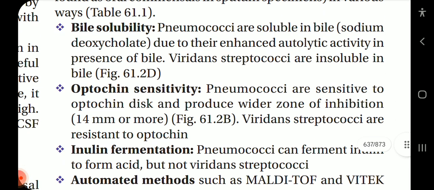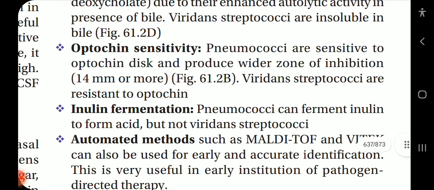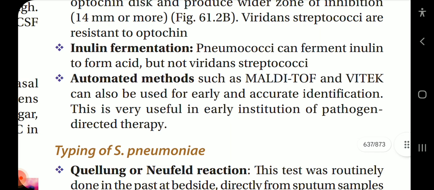Bile solubility: pneumococci are soluble in bile sodium deoxycholate due to their enhanced autolytic activity in presence of bile. Viridans streptococci are insoluble in bile. Optochin sensitivity: pneumococci are sensitive to optochin disc and produce wider zone of inhibition, 14 mm or more. Viridans streptococci are resistant to optochin. Inulin fermentation: pneumococci can ferment inulin to form acid but not viridans streptococci.